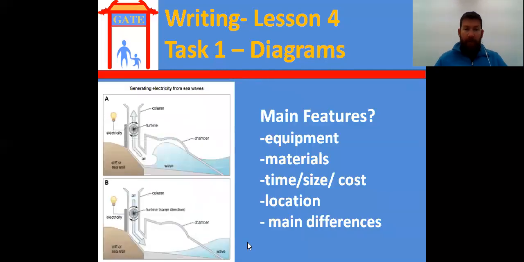So let's have a look at one. So again, diagram, we might look at the equipment, the materials, the size, pretty much what we did before. For this one, we would say that these two diagrams describe how electricity is produced from waves, and the first diagram shows how electricity is produced by waves coming in, while the second one describes waves going out.